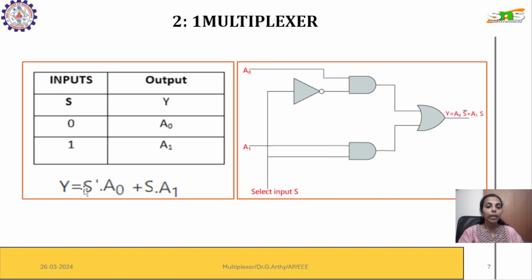After this, we can write the Boolean expression simply from this: S' A0 plus S A1, where S takes either S' or S. This is the Boolean expression, and we have drawn the circuit diagram related to it. We will have two AND gates, a NOT gate for the inverted version of S, and one OR gate.